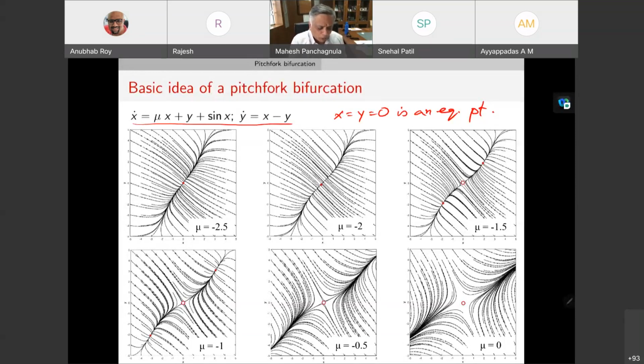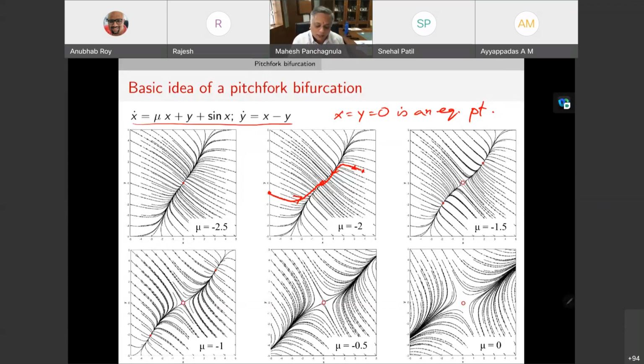So for mu equal to minus 2.5, minus 2, you see this is the only initial condition, only attracting solution in the domain. So you can start with any initial condition, let's say there, this trajectory is going to evolve towards that state. If I start with an initial condition there, it's going to evolve towards that state. Okay. Now this is the attracting solution here.